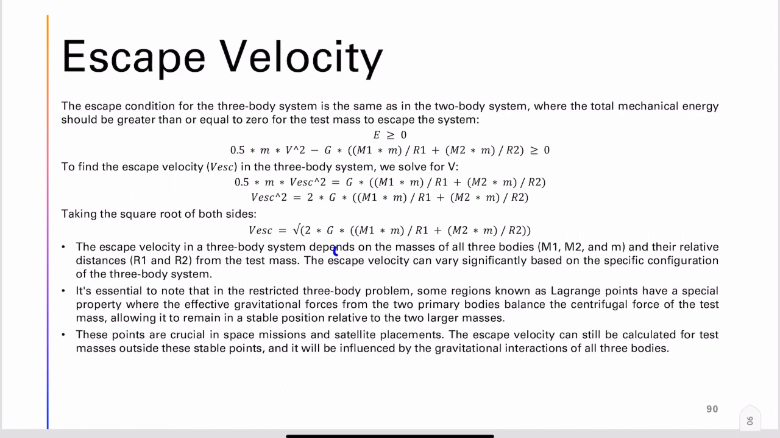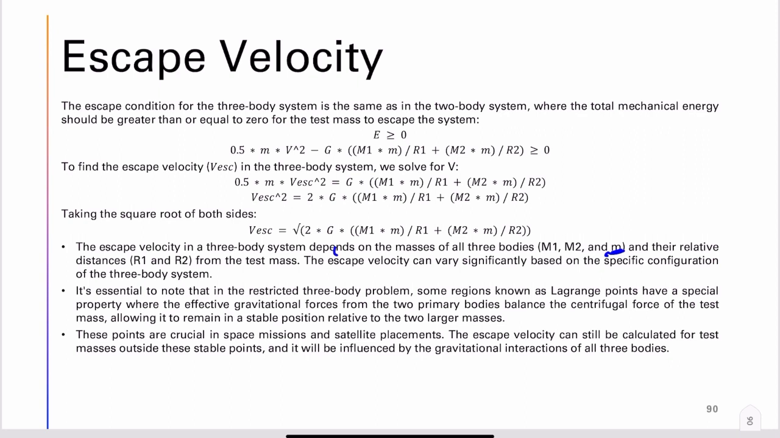So the escape velocity in the three body problem depends on the mass of all three bodies. It also depends on the test mass. That is very important in the case of the three body problem. That is not the case with orbital velocity, but in the case of escape velocity, the mass of the object is under consideration when we go for the three body problem. There are relative distances r1 and r2 from the test mass, and the escape velocity can vary significantly based on the specific configuration of the three body system.